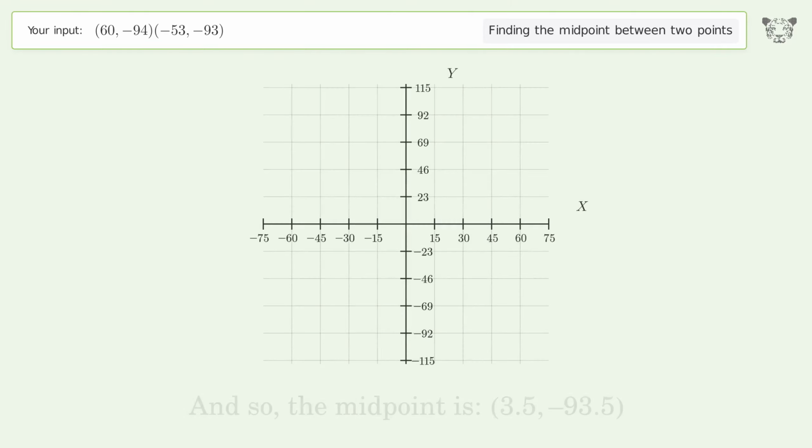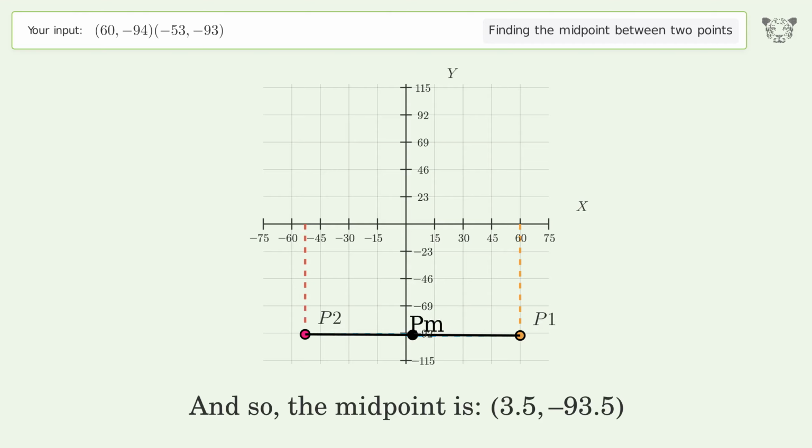And so, the midpoint is 3.5, negative 93.5.